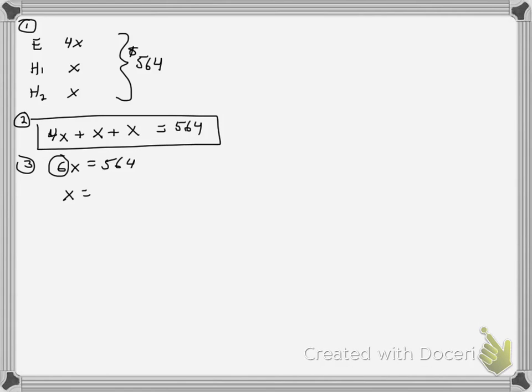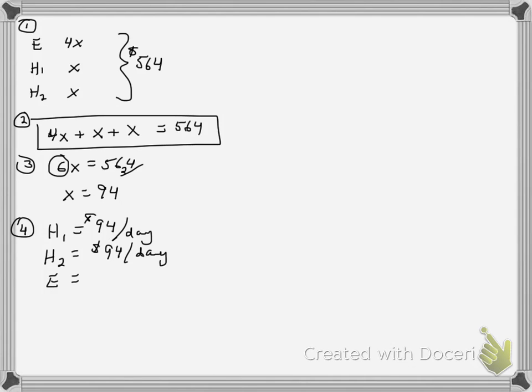Let's see, 6 goes into 56 9 times, remainder 2. 6 goes into 24 4 times. So now we interpret. Helper 1 earns $94 a day. Helper 2 earns the same amount, $94 a day. And the electrician earns what? He earns 4 times that. So 4 times 4 is 16, 4 times 9 is 36, 376, there we go, dollars per day.